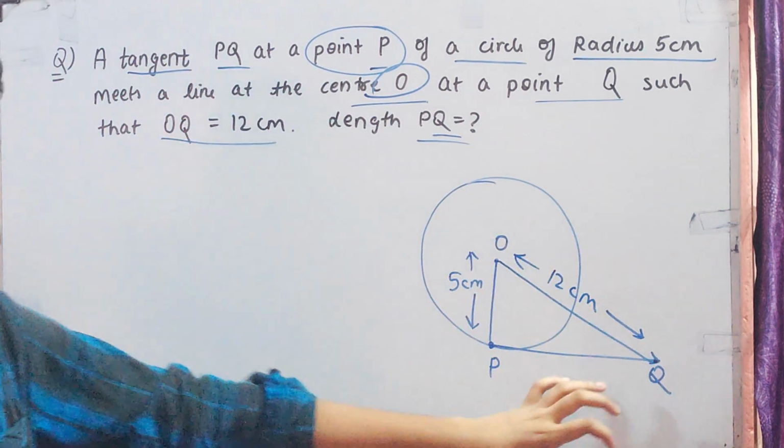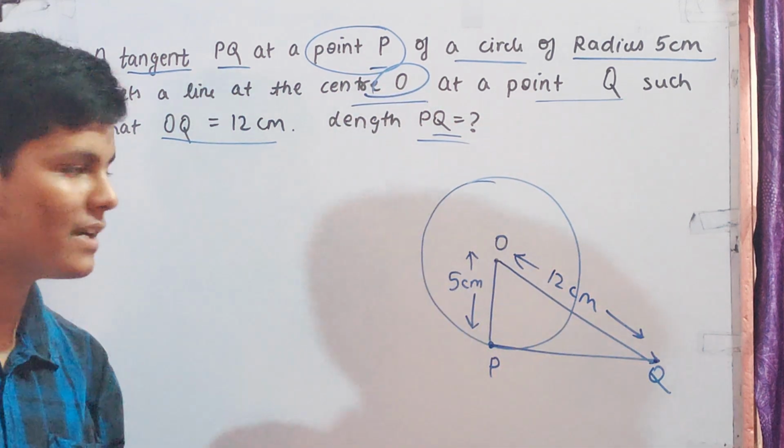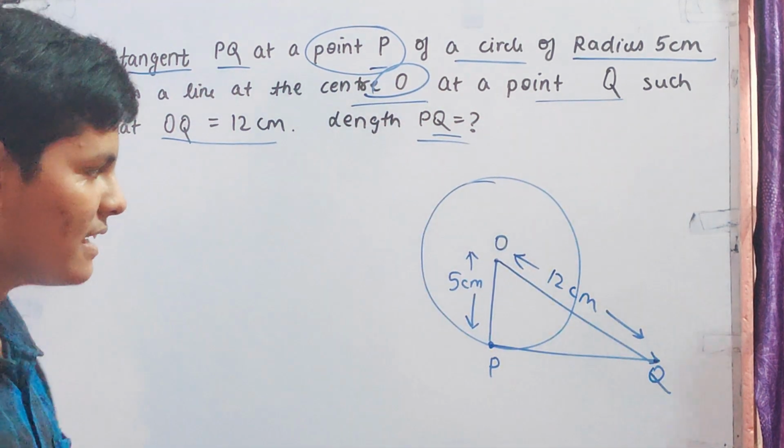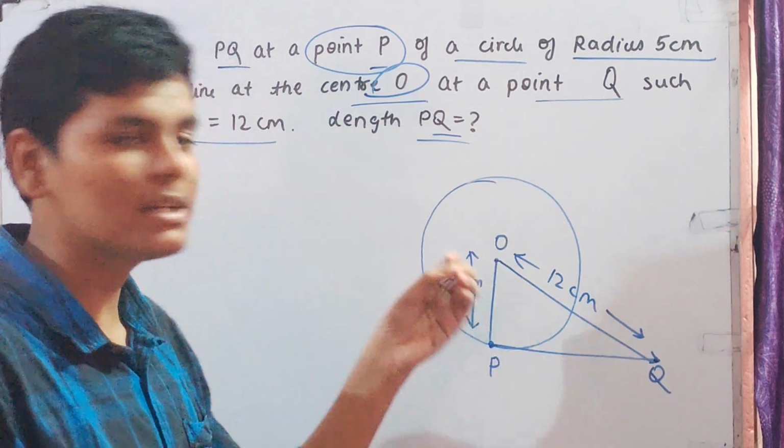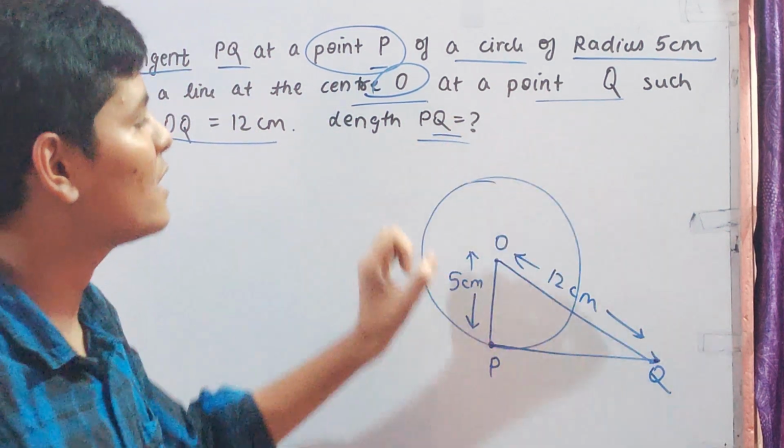Okay. This is the actual diagram. Now we have to find PQ. This length we have to find. From here the question is very easy. We have to use the Pythagoras theorem. But first you have to understand how we got to this diagram.